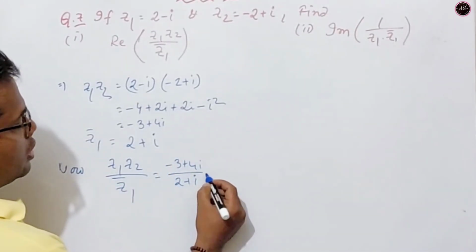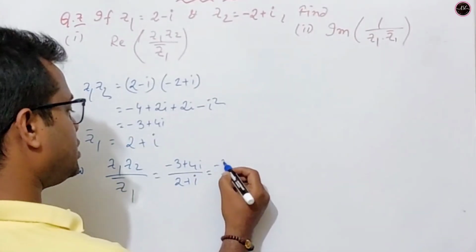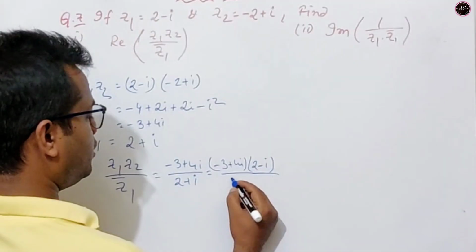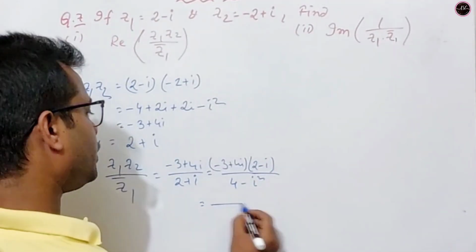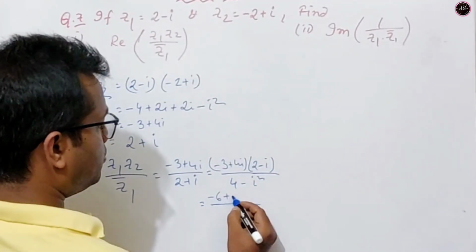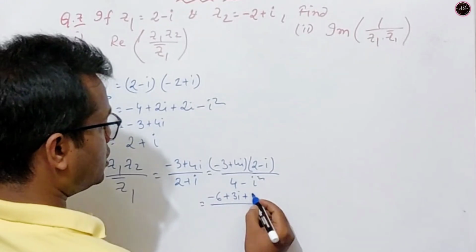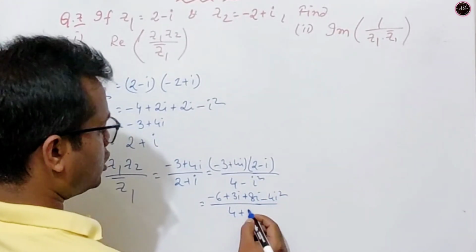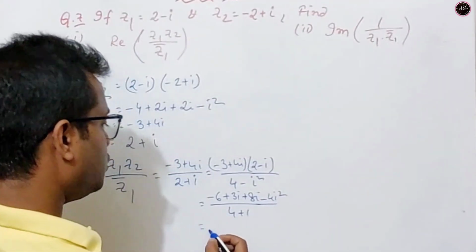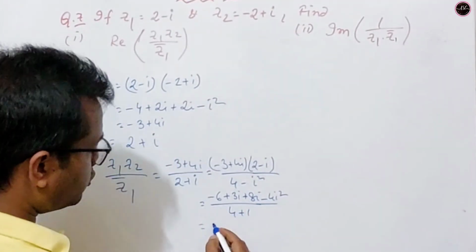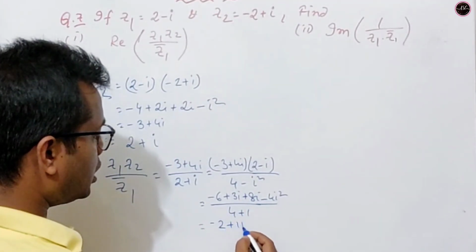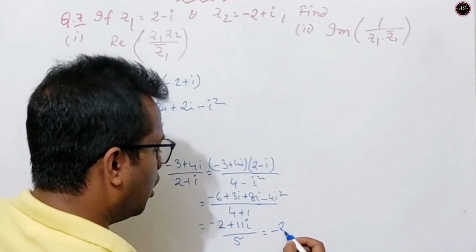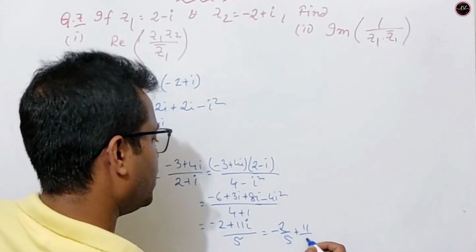Okay. Now Z1 Z2 by Z1 bar equal to minus 3 plus 4I divided by 2 plus I. Now rationalize this, we get minus 3 plus 4I into 2 minus I divided by 4 minus I square. That means minus 6 plus 3I plus 8I minus 4I square divided by 4 plus 1, equal to minus 6 plus 4, that means minus 2 plus 11I divided by 5, equal to minus 2 by 5 plus 11 by 5 I.